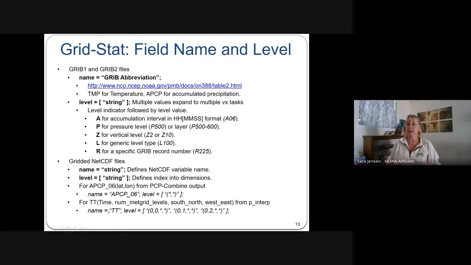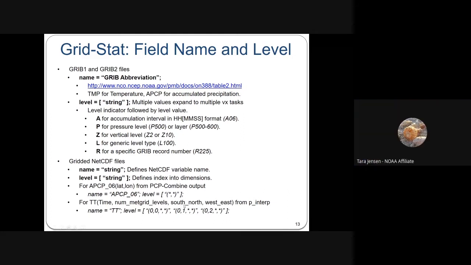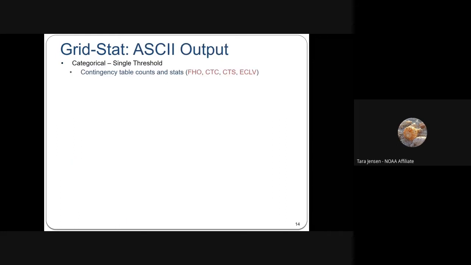You can also have multi-dimensional, up to four-dimensional easily, a field where it's time, number of levels, and then the latitude and longitude. And so you can see here what we're trying to do is we're indexing through different levels, vertical levels, through the model. Okay, for the output, I'm going to just run through it really quickly.